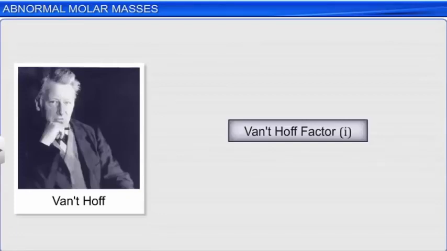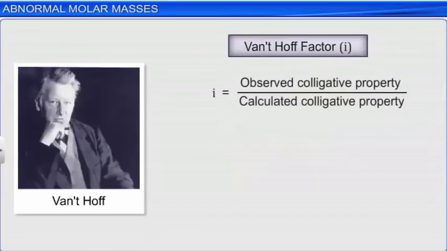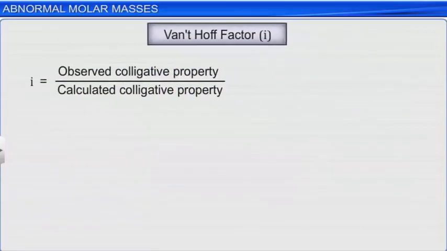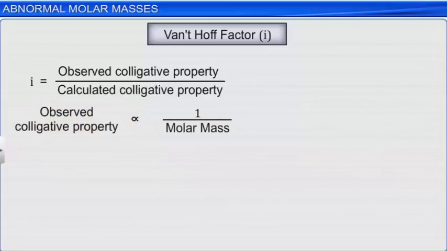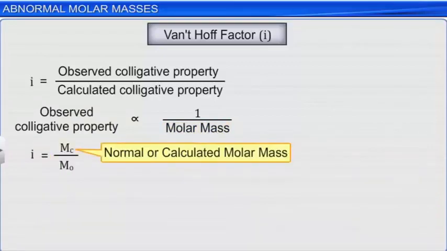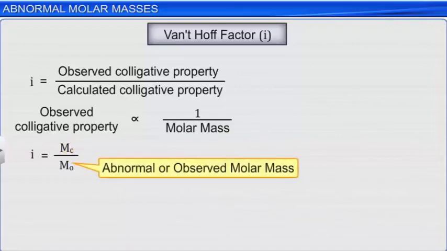Quantitatively, van 't Hoff's factor i is defined as the ratio of the observed colligative property to the calculated colligative property. Thus, the expression for i can be written as i equal to the observed colligative property divided by the calculated colligative property. Now, since colligative property is inversely proportional to molar mass, i, in terms of molar mass, becomes i is equal to normal or calculated molar mass Mc divided by abnormal or observed molar mass Mo.